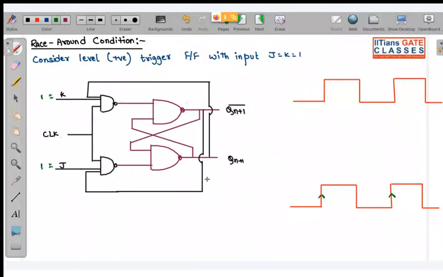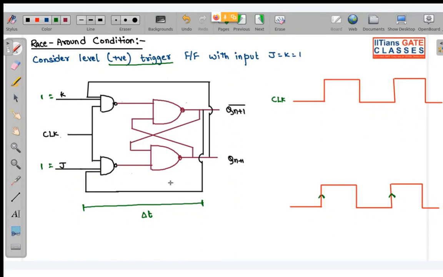In edge triggered, there is only one place where your triggering or toggling will take place when J and K equal 1. But what happens if we have level triggered? Let us assume a positive level triggered JK flip flop with both inputs as 1. This is your clock. And let us assume that this flip flop has a finite propagation delay, del t.